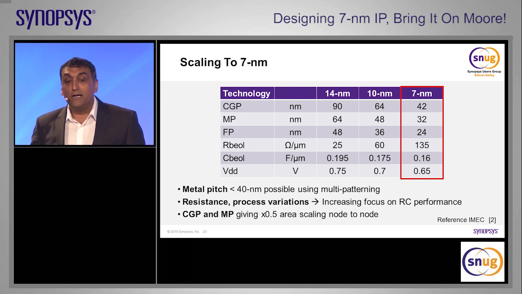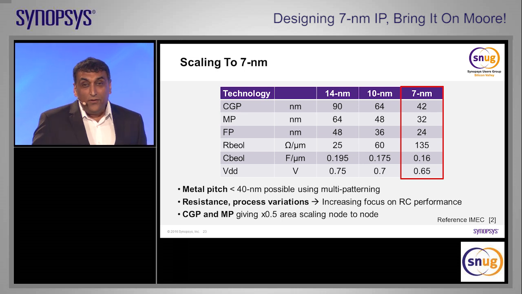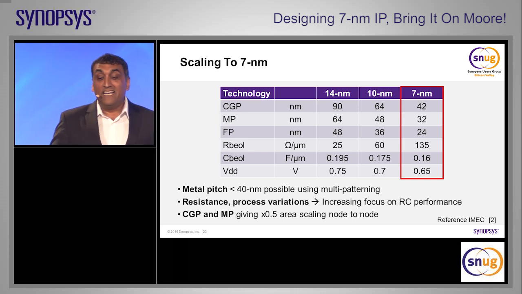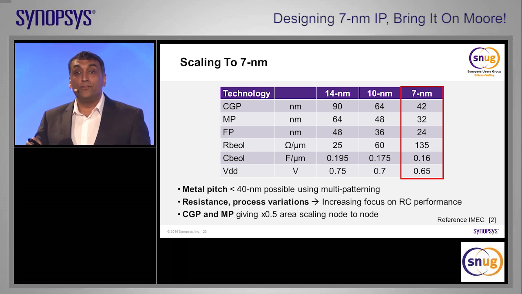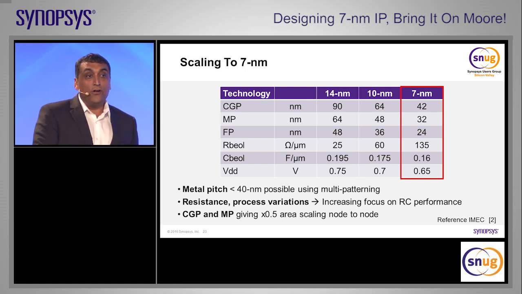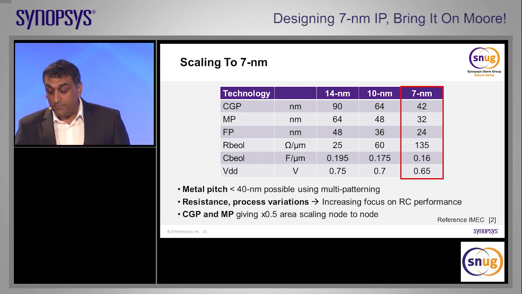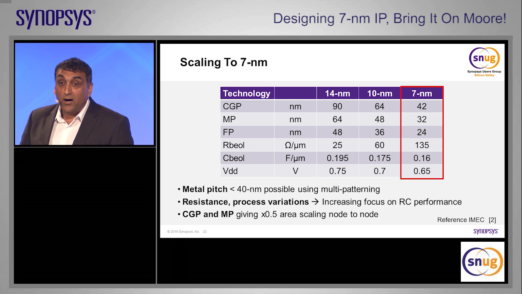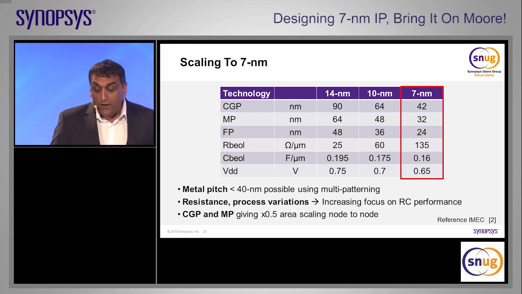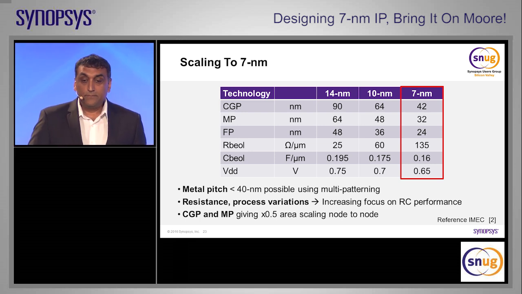if you look at the way this is manufactured, the contacted gate pitch and the metal pitch will give you about 0.5 area scaling node to node. And that was the purpose of showing you the previous slide when I did that quick calculation. This table is actually available from IMEC, okay? So I'm not showing any foundry-specific information here.